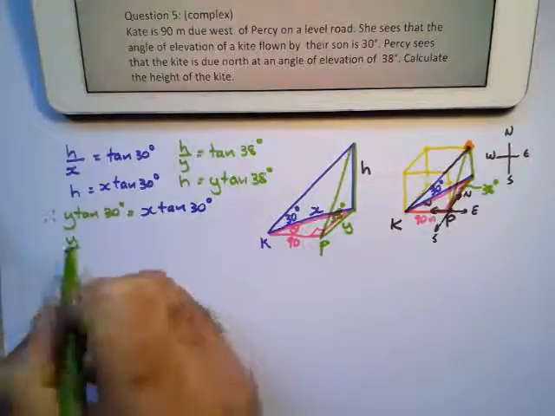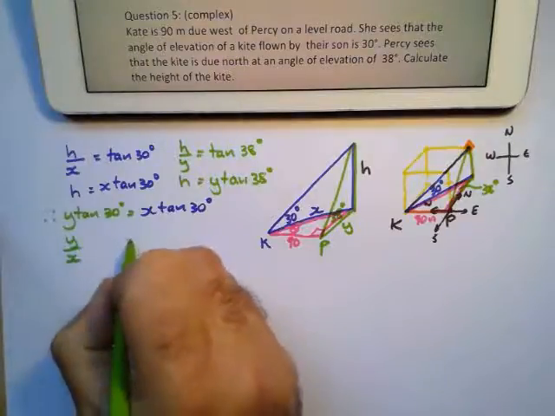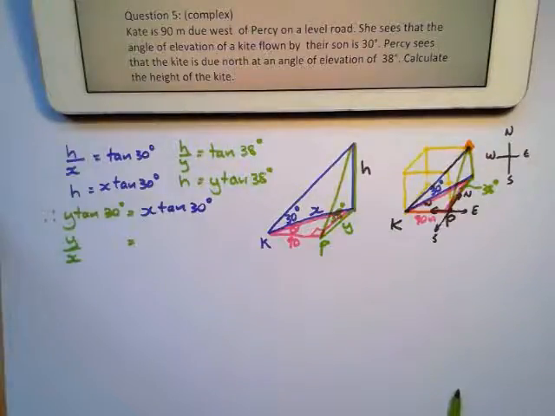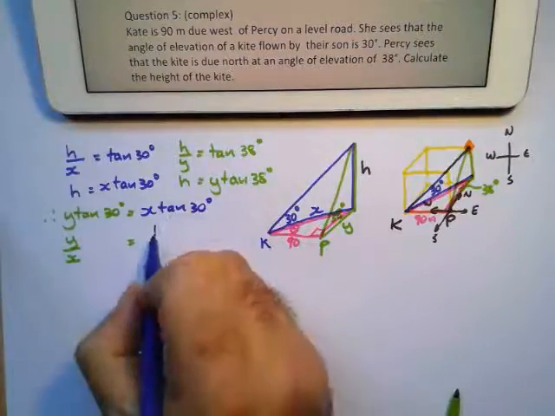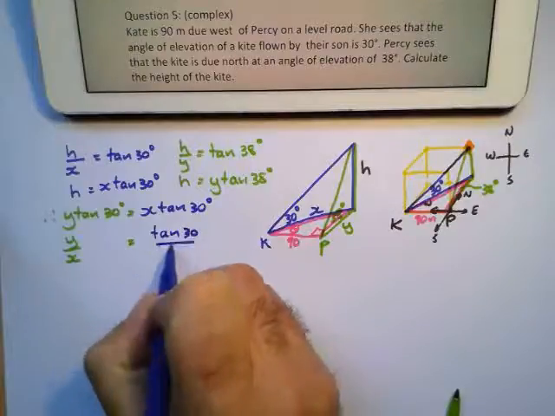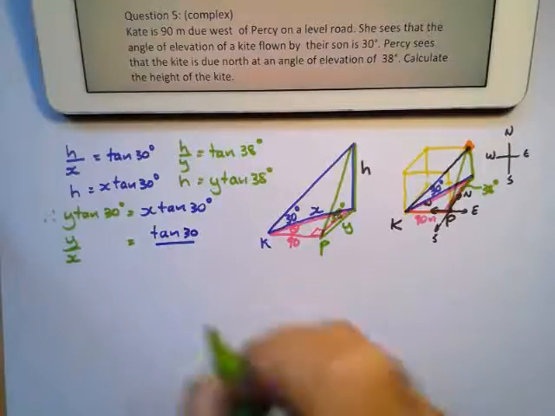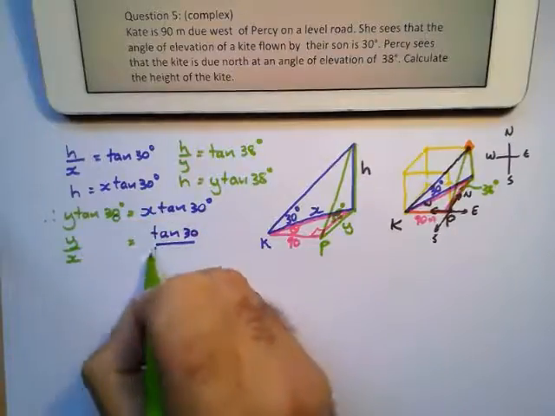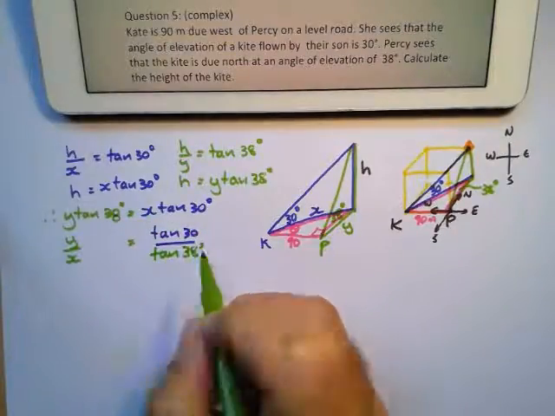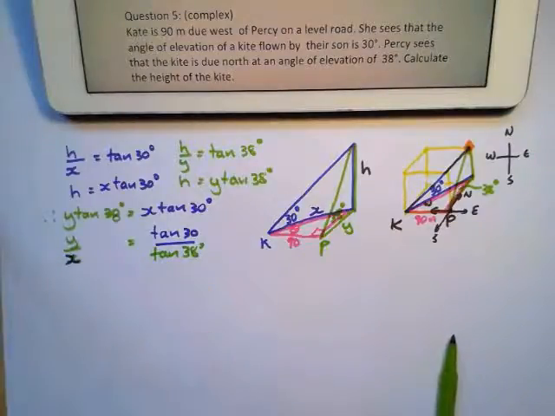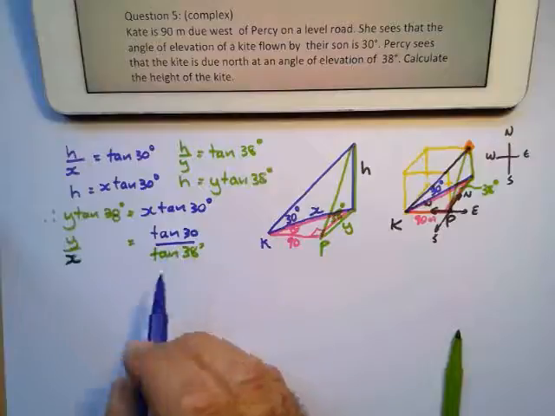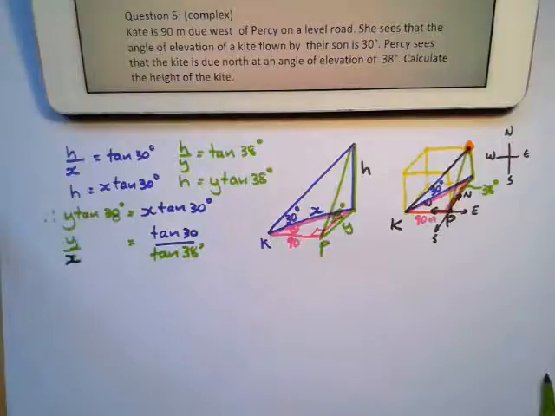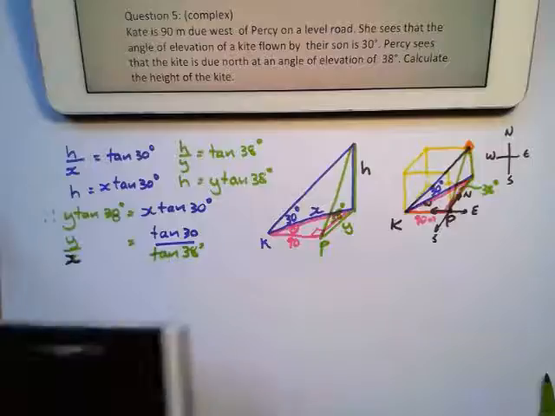So y divided by x equals, and I'm going to divide by tan 38 on both sides. So it's going to be tan 30 divided by, oh, this is 38, sorry, not to confuse you. So divide by tan 38. Okay, let's just leave that x as blue. So I divided by x and I divided by tan 38. Now I have y over x. I can calculate this on my calculator: tan 30 divided by tan 38.